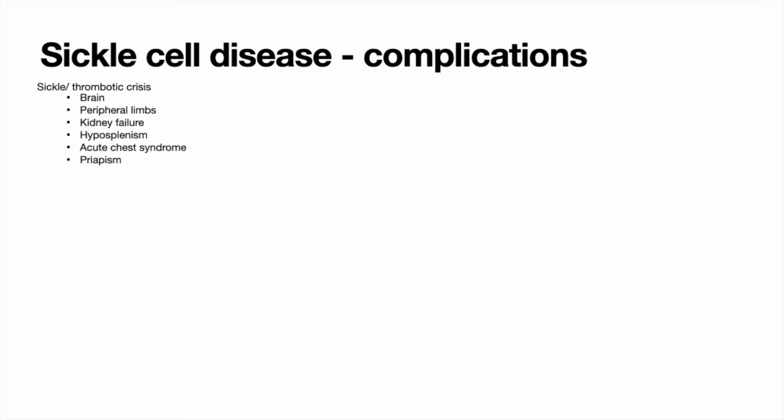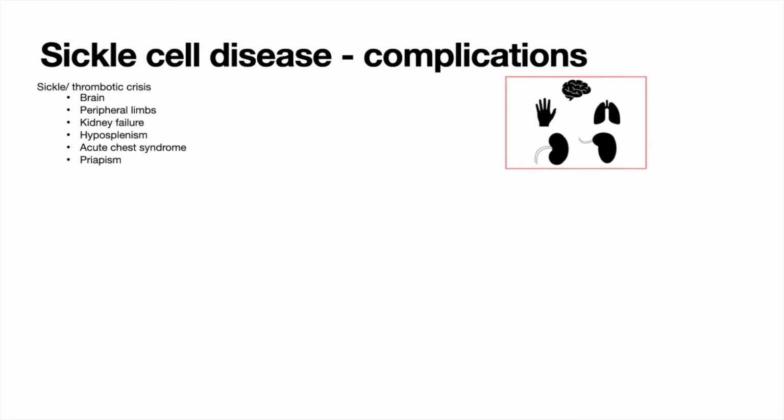And again, as I mentioned, with the spleen, we can block off the blood supply to the spleen, causing hyposplenism, and in more severe cases, an autosplenectomy. And if it affects the lungs, then we have acute chest syndrome. And finally, priapism is another problem, which is where there's prolonged painful erection as a result of the blood supply being blocked off.